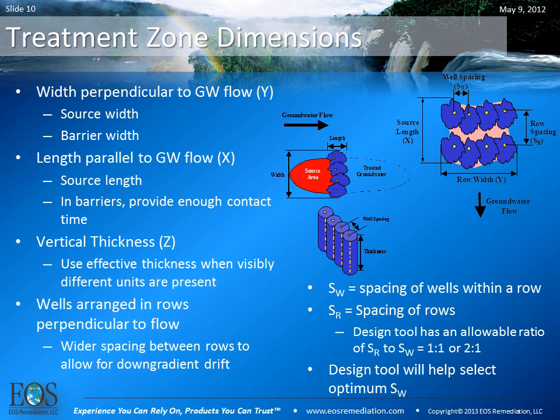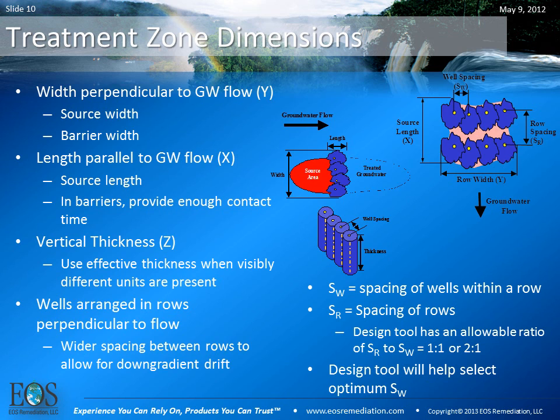And when you look at your length, this is parallel to groundwater flow, so your source length is just, again, the other parameter to the width for source, so your length times your width. And in barriers, I've heard it termed as the thickness of your barrier, but in this case, for the design tool, it is termed the length. And that's really going to be dependent on the contact time. If you have a very fast-moving aquifer in terms of groundwater flow, you may need to increase the length of your barrier to achieve the contact time that you need to get the treatment that you're looking for.